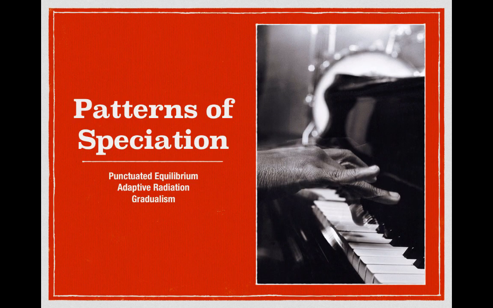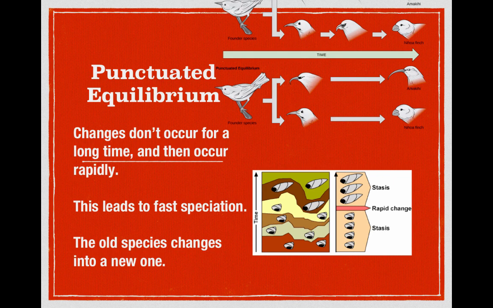There are a couple of different patterns, though, of speciation that we're going to talk about. The first of which is punctuated equilibrium. This is where changes don't occur for a long time and then they occur pretty rapidly. So this leads to fast speciation, and the old species can change into a new one. We're not always sure why this happens. It has to do with some kind of environmental change.